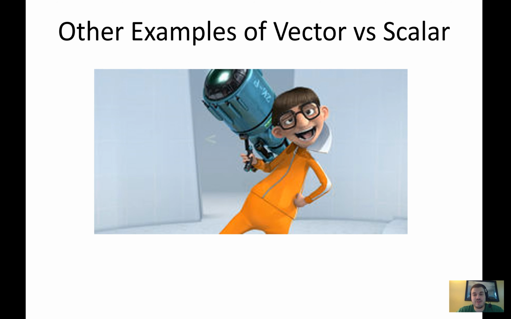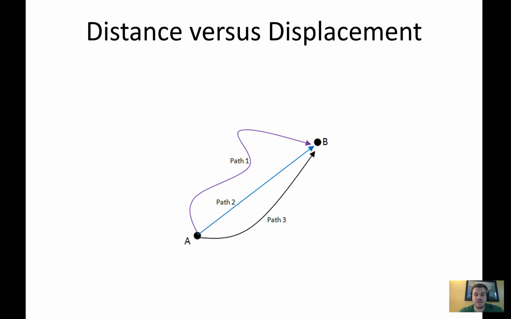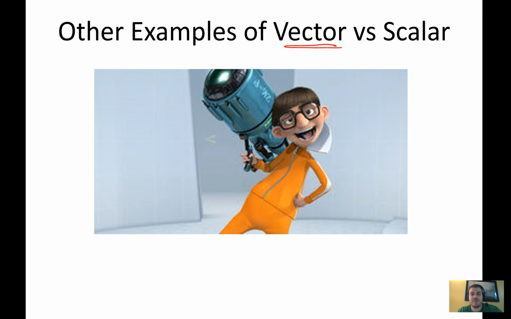So some examples of vector and scalar. Well, if some of you guys remember this fun character Victor from Despicable Me, what does he say? I commit crimes with direction and magnitude. Right, so that's a reference to this vector idea. But let's take a look at some other examples of vector versus scalar. I have just a brief video here to share with you all.